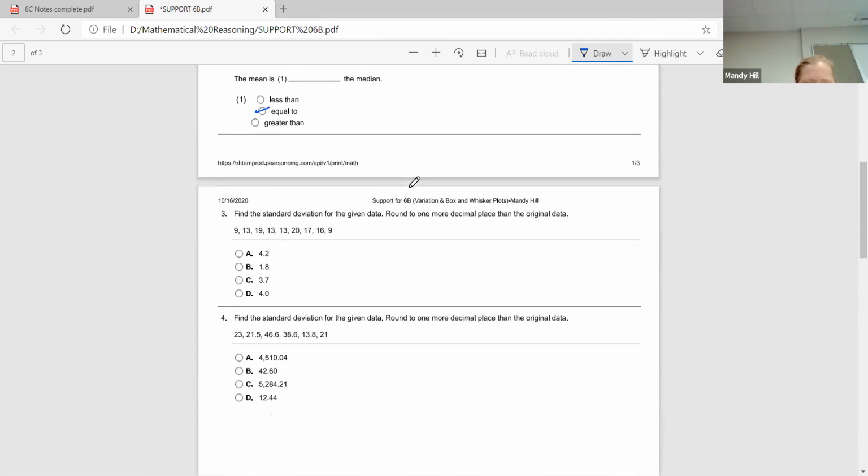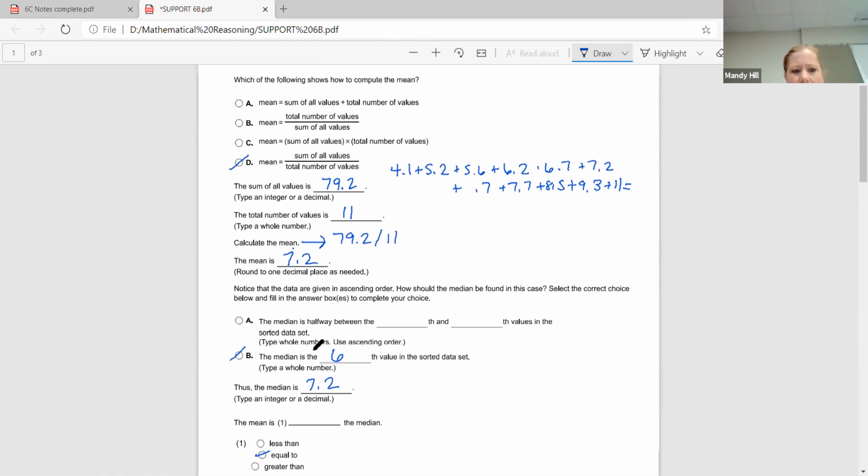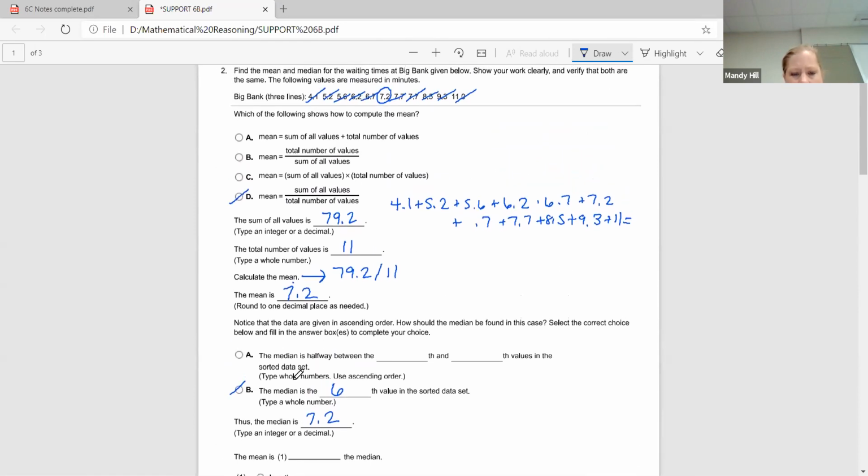Let's go ahead and look at 3 of 4. It says find the standard deviation for the given data, round to 1 decimal place, then the original data set. And then we want to find the standard deviation here too. So really the easiest way to find the standard deviation is to use the graphing calculator. You can go back and look at the lesson in 6B if you want us to do these all out the long way. So let's go back and look at this one. We'll type all these numbers in, and so we can verify that we got all of this correct. So hold on one second. Let me pull up my graphing calculator.